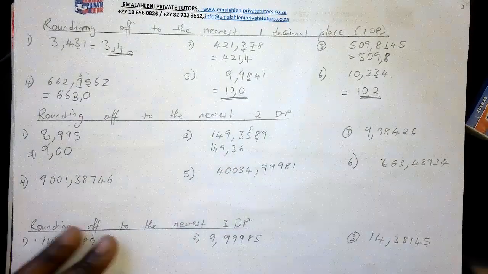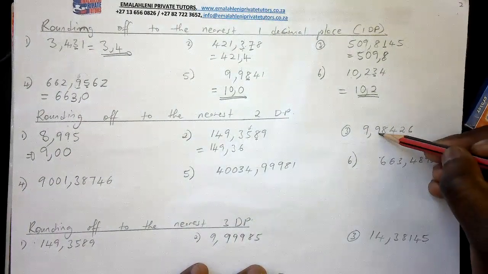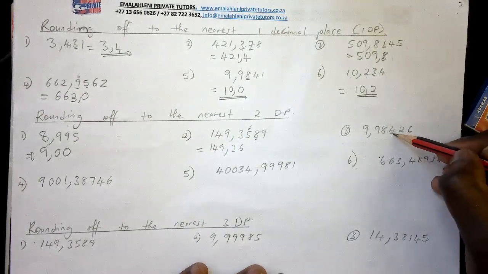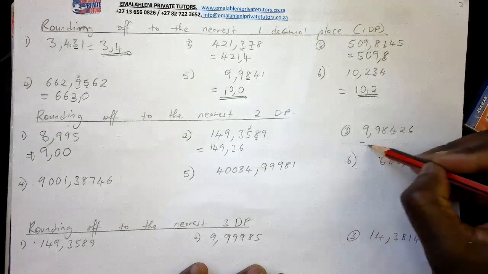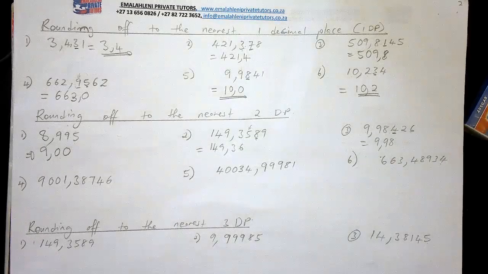149,36. Okay. Then we move on to the next one. It's saying 9,998. We add again. We look at the third digit, and we see that it's below 5, so it won't change our number there. So it's going to be 9,98, because we want 2 digits after the comma.